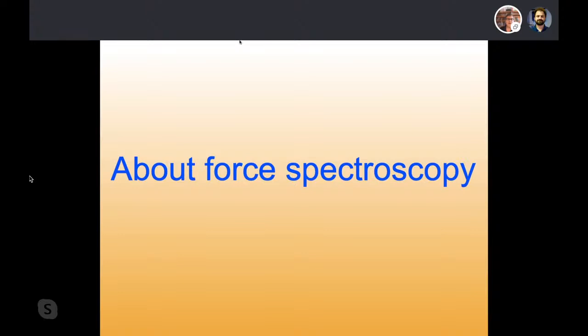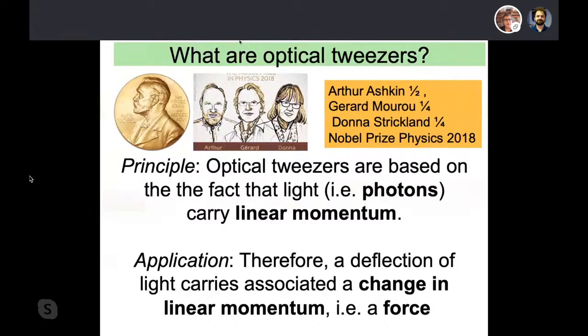So let me just start a brief review or reminder about force spectroscopy, which is a technique that we use in my lab. In particular, we use optical tweezers that, as you know, are instruments capable of exerting very tiny forces by measuring the change in light momentum carried by a laser beam.